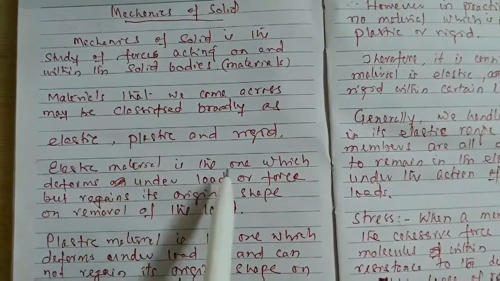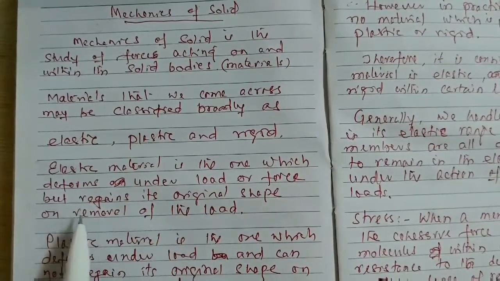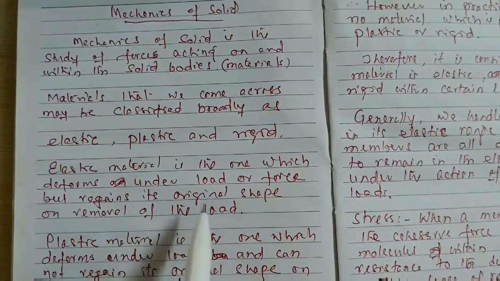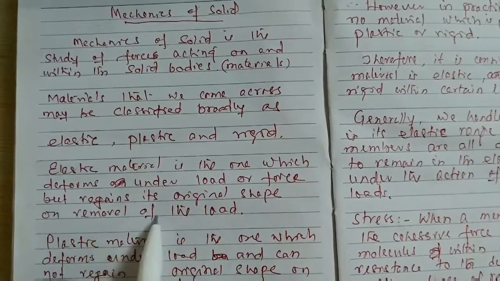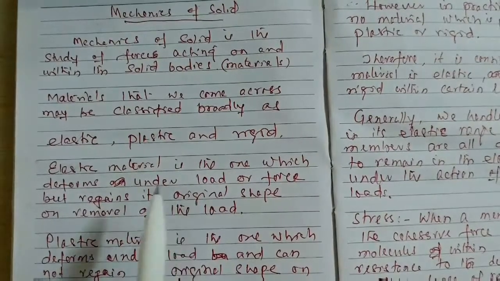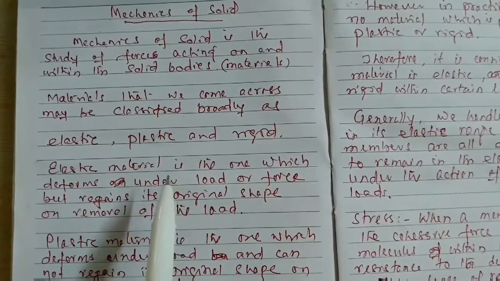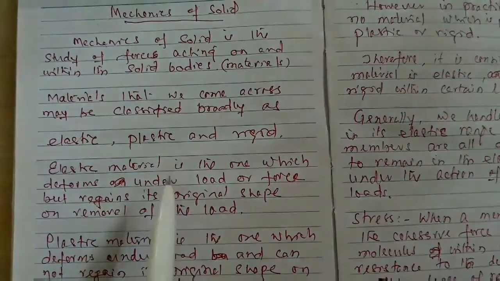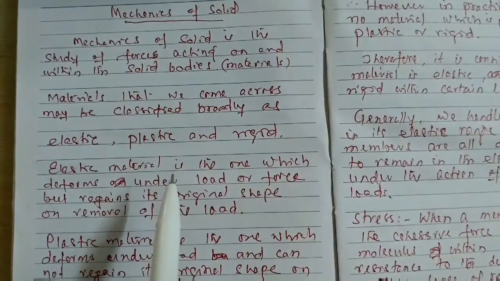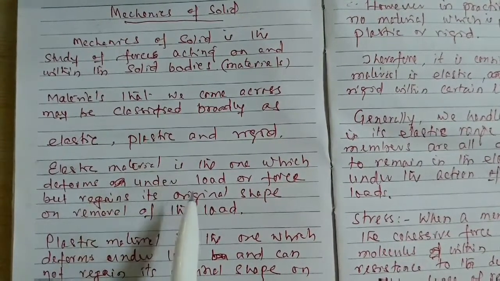An elastic material is one which deforms under load or force but regains its original shape on removal of the load. That means when the load is removed, the deformation completely disappears. It regains its original shape and size. Such types of material are known as elastic materials.